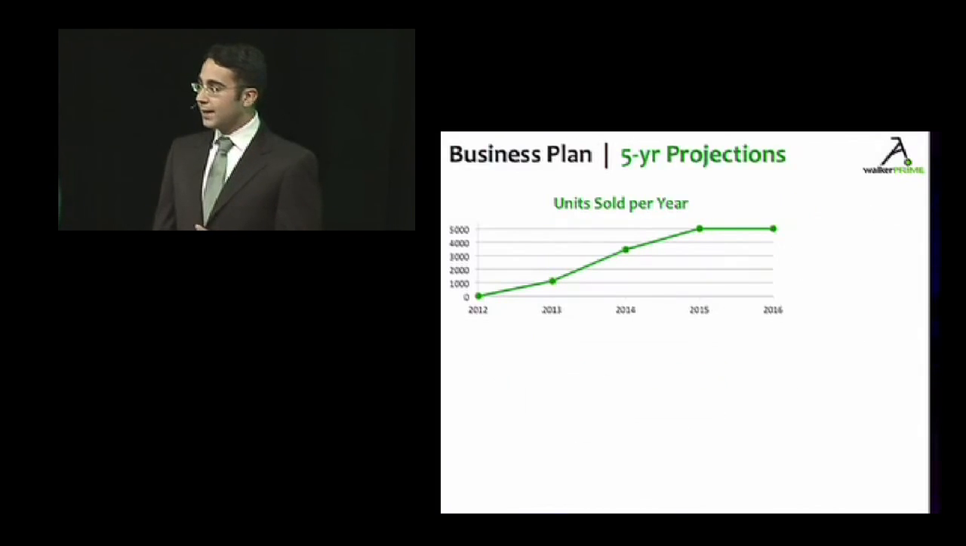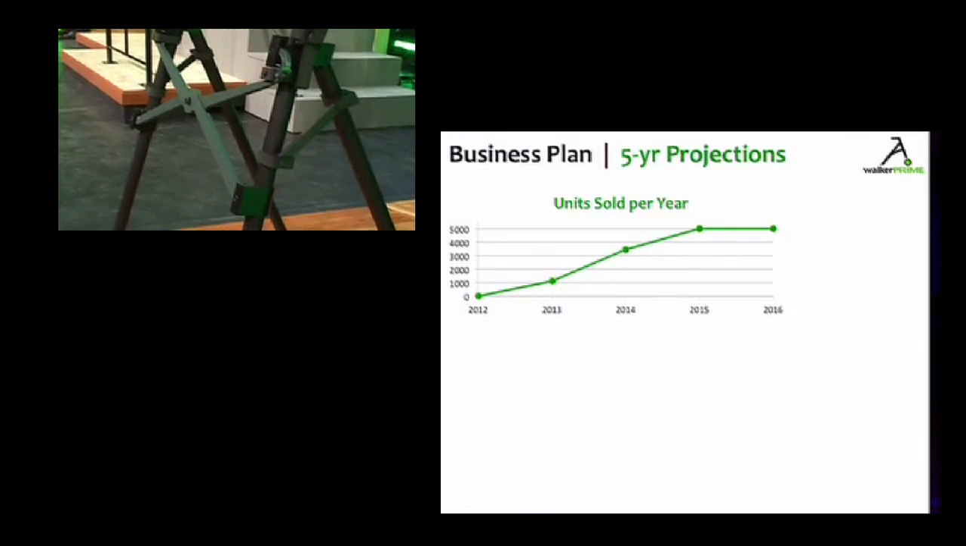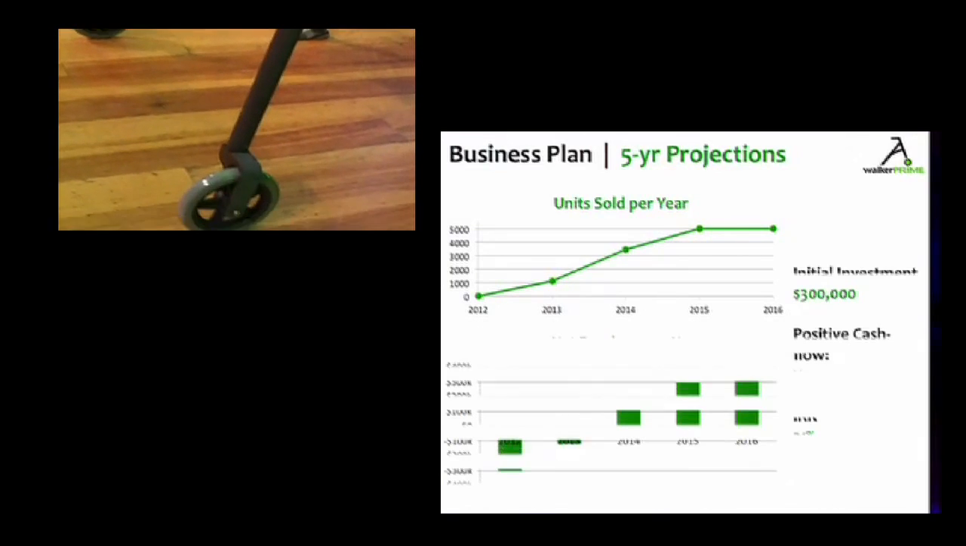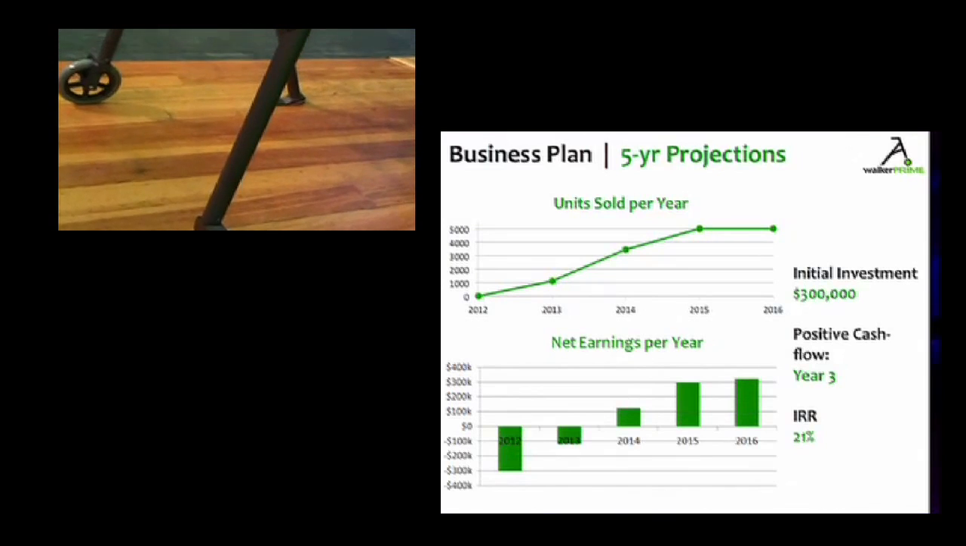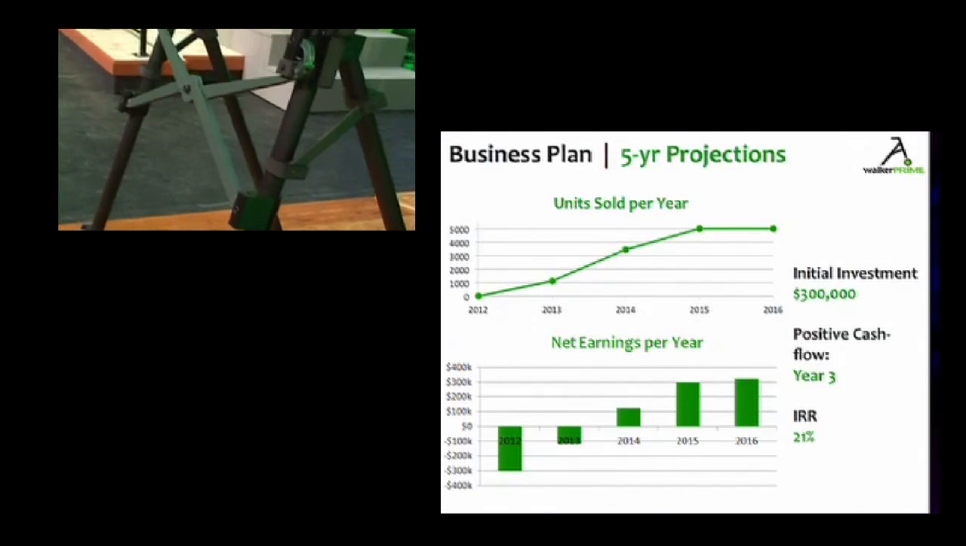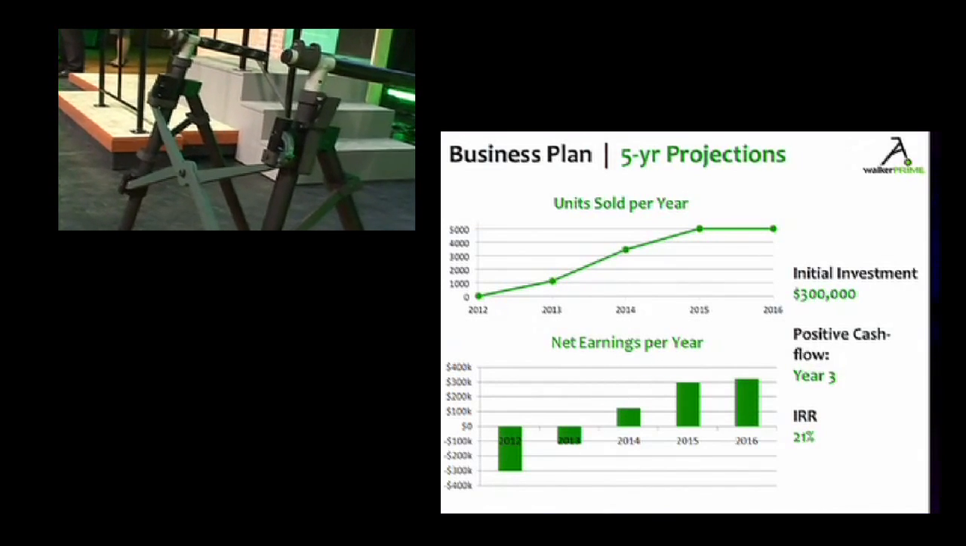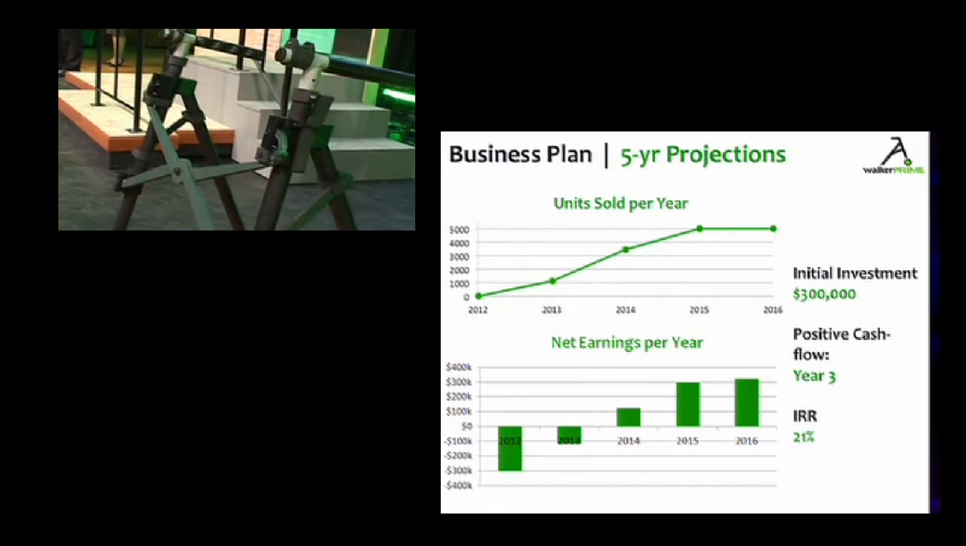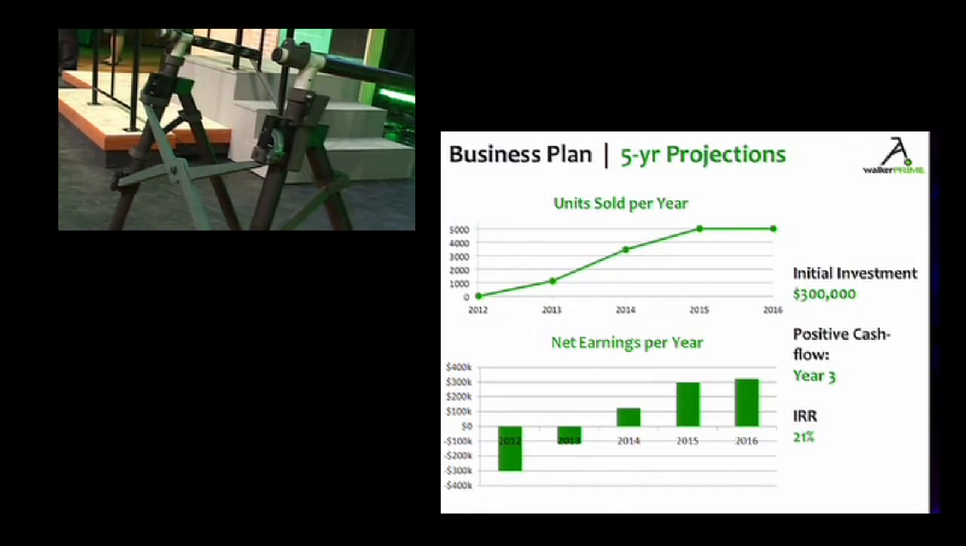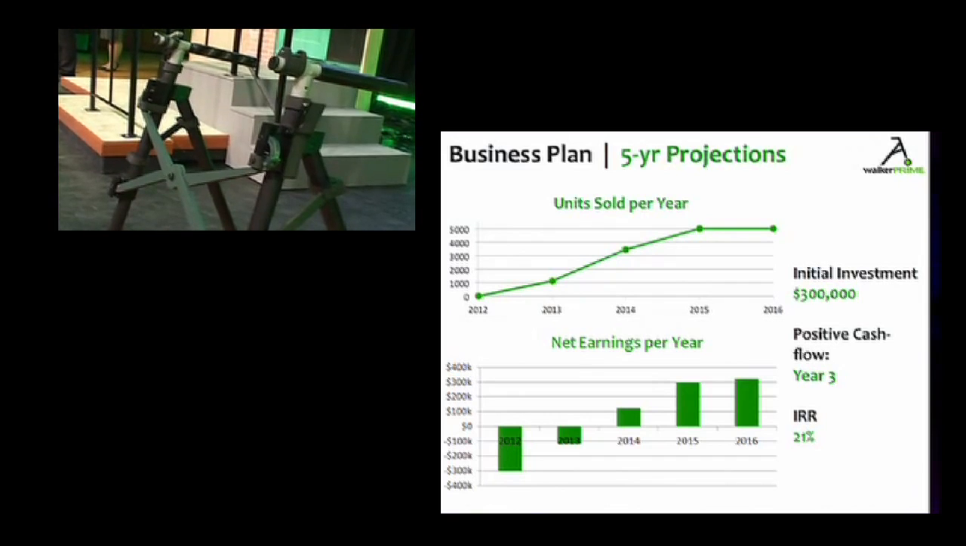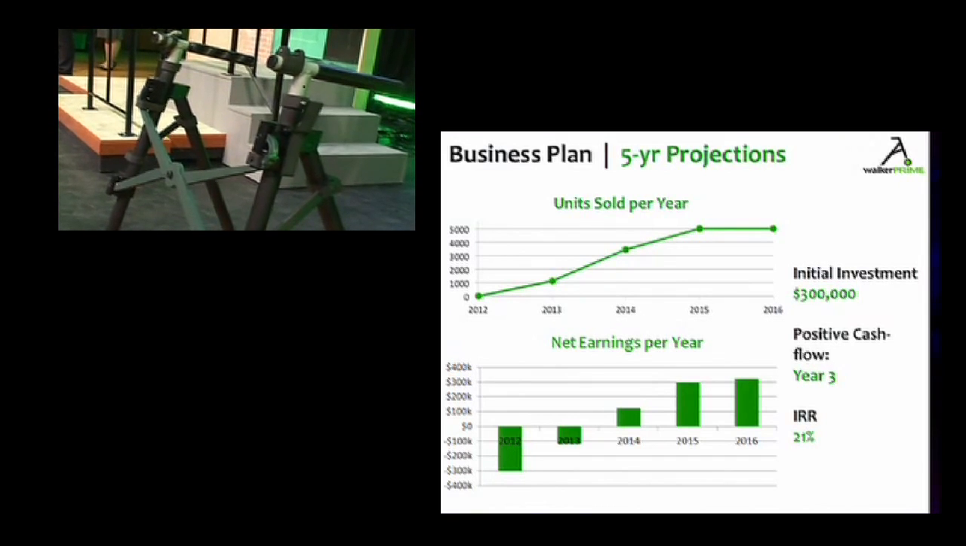We expect that over the next 5 years, our sales will grow, reaching our market goal of 5,000 walkers per year in 2015. That is a market penetration of 1%. We believe that is reasonable due to the uniqueness of our product's versatility. For those sales, we calculated our net earnings per year over the next 5 years. We found that with an initial investment of $300,000, we can start having a positive cash flow by year 3. That is an internal rate of return of 21% for 5 years.